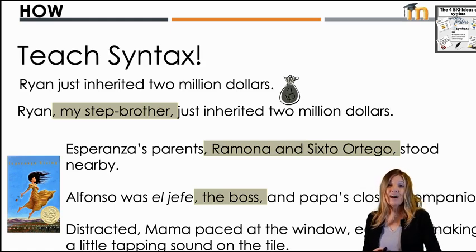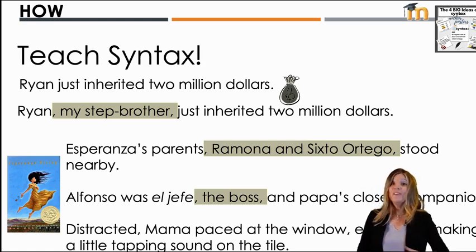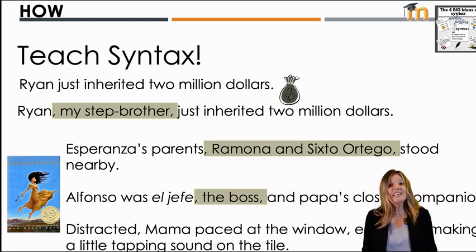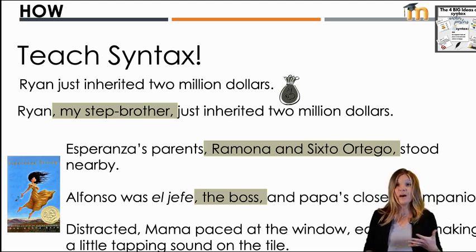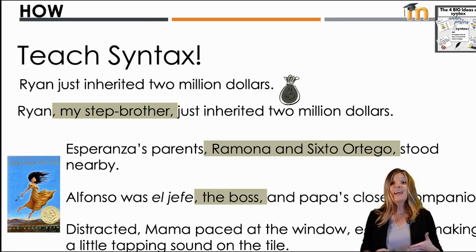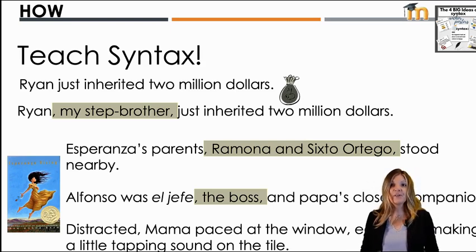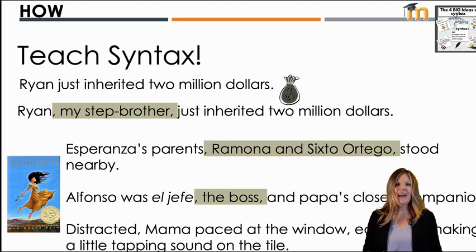However, these appositive phrases take place all the time in older students' literature, even in intermediate student literature, and we never teach kids how to read them. So looking at these excerpts from Esperanza Rising, if I never taught a student about appositive phrases or how to fluently read them, it might sound something like this. "Esperanza's parents, Ramono and Sexto Ortego, stood nearby." And you're like, wait, what even just happened, right?